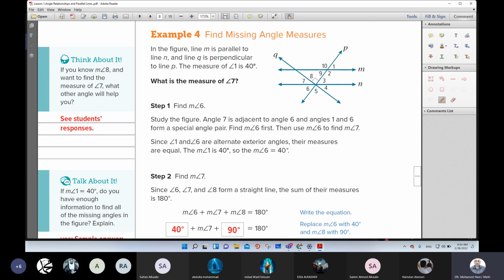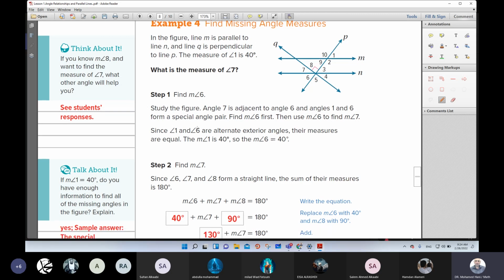Example 4, finding missing angle measures. As you see here, we have two parallel lines, and here we have line B and line Q, transversal with the two lines here, M and N.